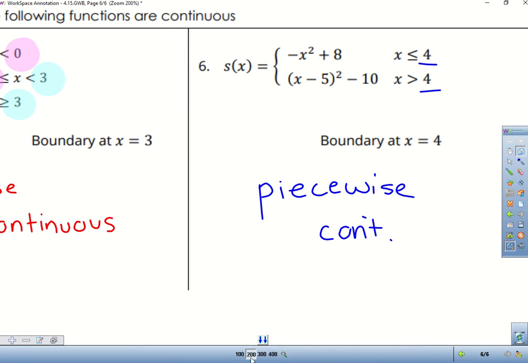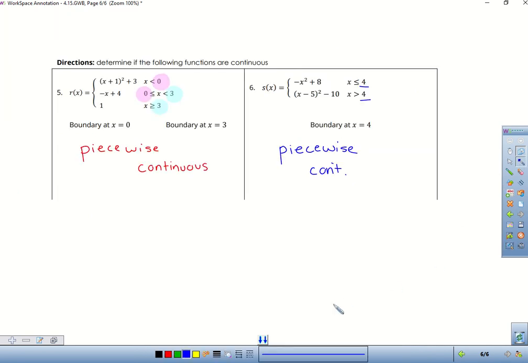Is there an example we did today that would be not piecewise continuous? Yeah. The number 4 as well. Yeah, number 3 and number 4, right?